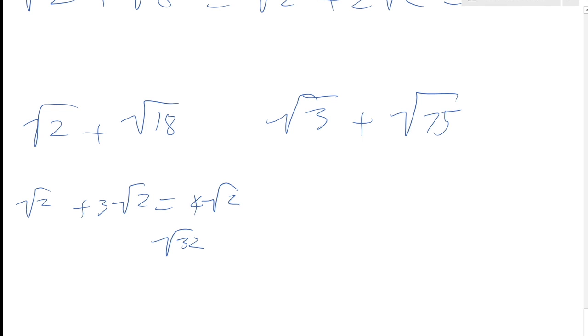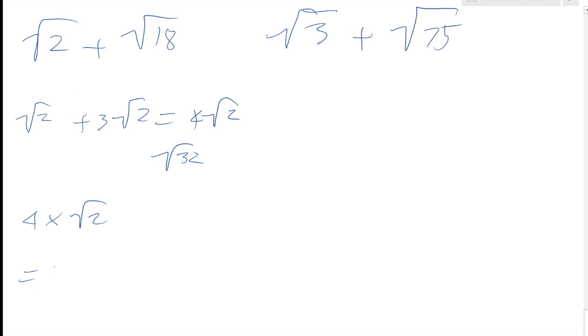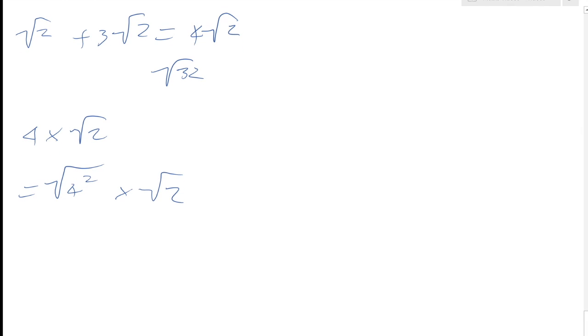To be clear, 4 times root 2 equals root of 4 squared times root 2, because square rooting is the inverse of squaring, so if you square root and square, you get what you start with, so we haven't changed the 4 at all, just the square root of 16 times the square root of 2, which we've then seen is the square root of 16 times 2.